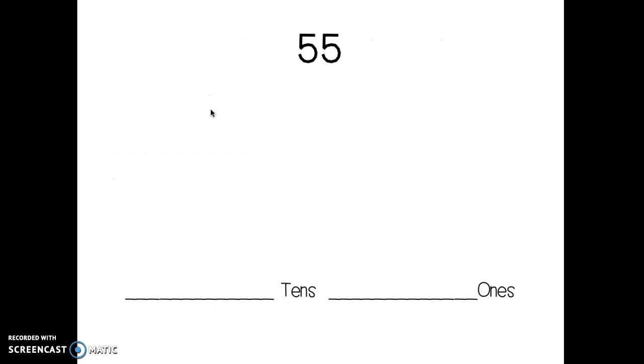So let's do another example. Here we have the number 55. You can tell that I have two place values, the tens and the ones. The ones will always be your far right place value, and the tens will always be in the middle. Let's look at this as an example with base 10 blocks.